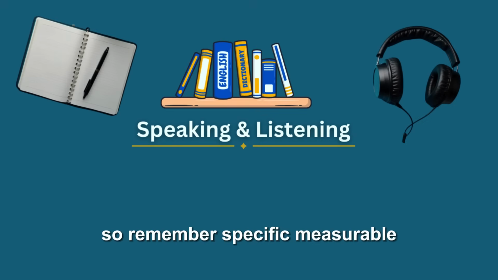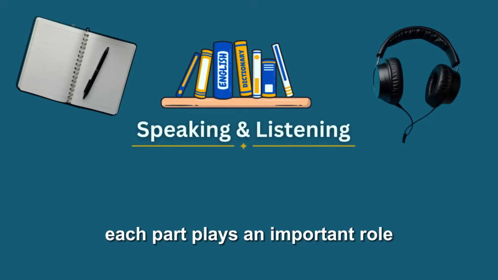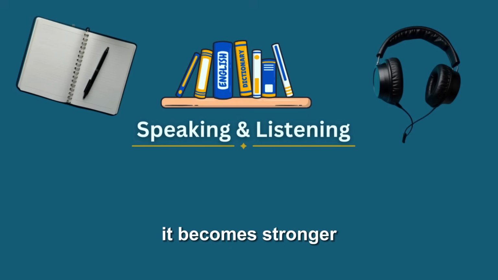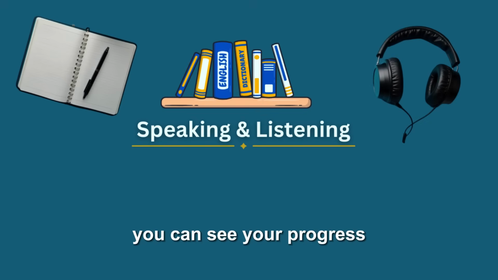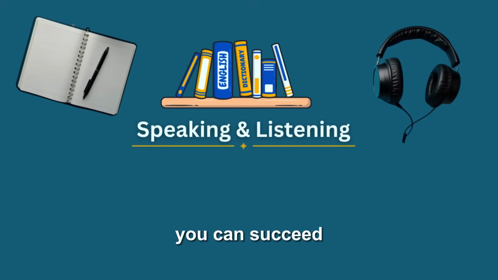So, remember, specific, measurable, achievable, relevant, and time-bound. Each part plays an important role. If your goal has all 5 parts, it becomes stronger. It becomes something you can take action on. You can see your progress. You can stay motivated. And most of all, you can succeed.